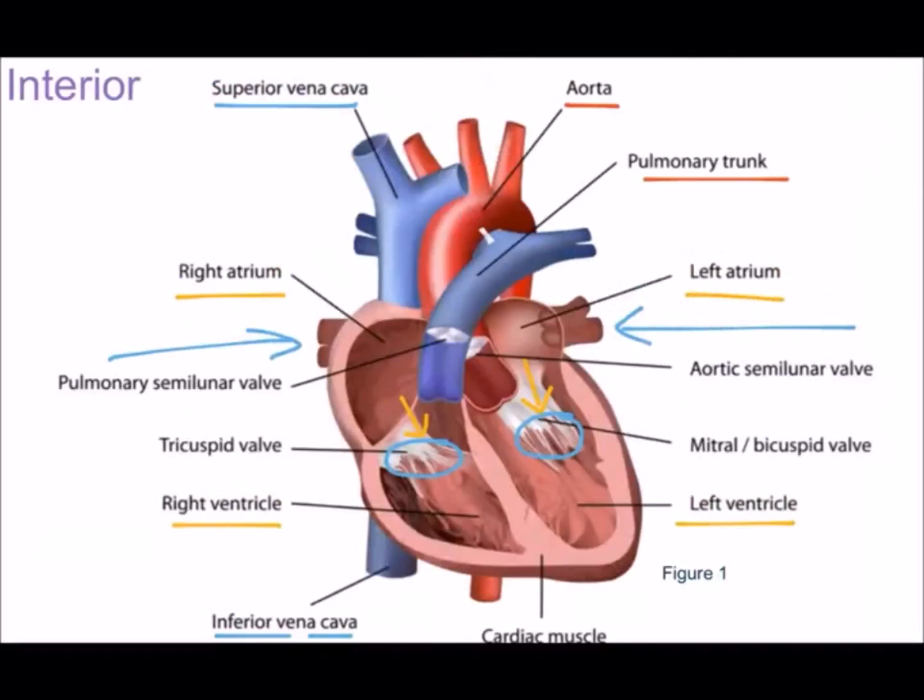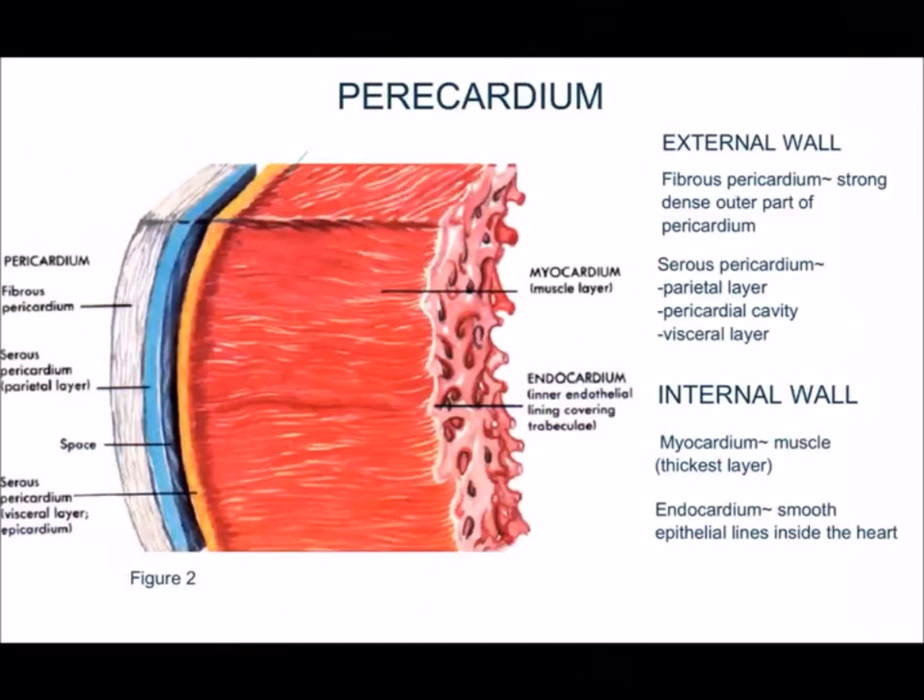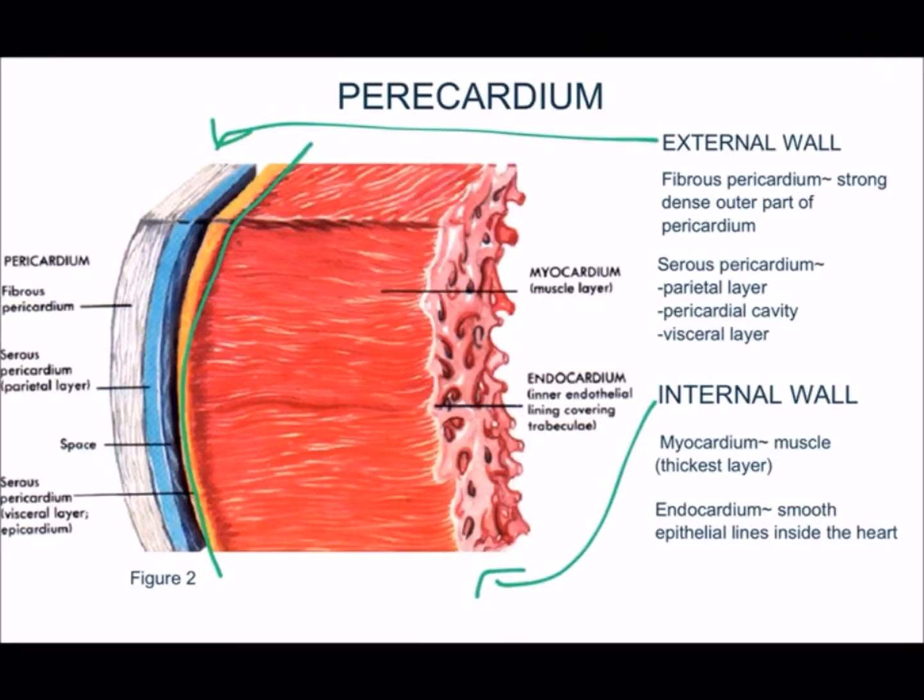So if I go back onto my diagram, we can see that in the blue tube here, we have the pulmonary semilunar valve, and then in the red tube, which is a bit harder to see, we've got the aortic semilunar valve. The heart is a very delicate organ, which is why it needs to be protected, and that job falls onto the pericardium. The pericardium is a double-walled sac which encloses the heart. It can be split into 2 sections, which I'll draw a line through, as the external wall and the internal wall. The external wall is made up of the fibrous pericardium, which is the strong, dense outer part of the pericardium. This blends with the central tendon of the diaphragm.